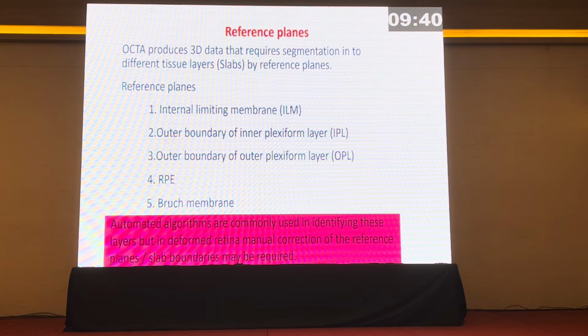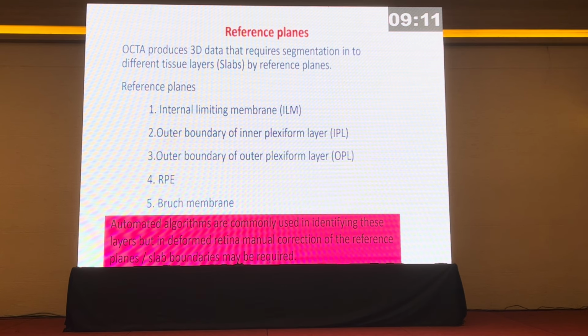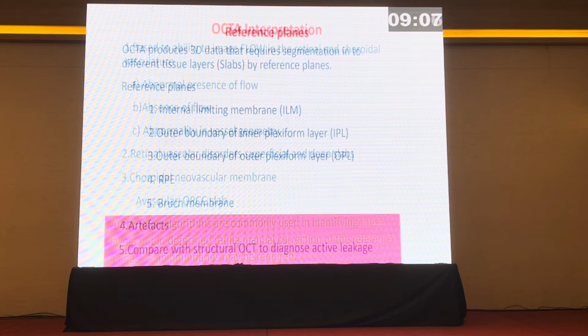And let us go a little bit into this, because we are not very conversant about the OCT angiography, unlike the OCT which all of us have seen over the last 20 years. So I'll just talk a little bit of that and then go into the clinical examples. So there are some reference planes like the ILM, the outer boundary of the inner plexiform layer, outer boundary of the outer plexiform layer, the retinal pigment epithelium and the Bruch's membrane, and the layers are found in between these. These automated algorithms actually segment between these layers, so that we get a layer by layer structure.